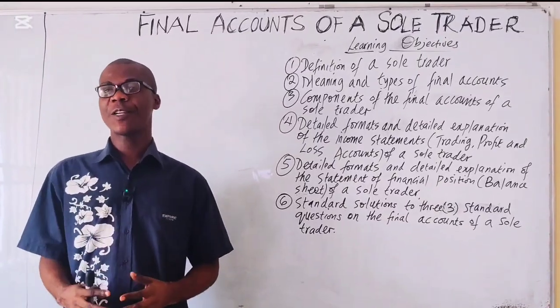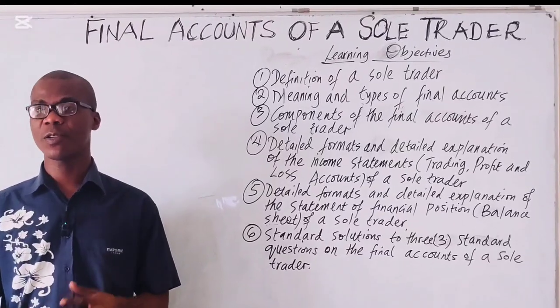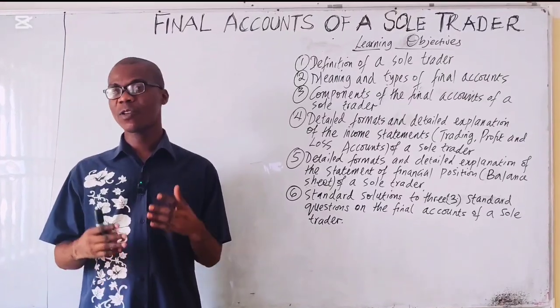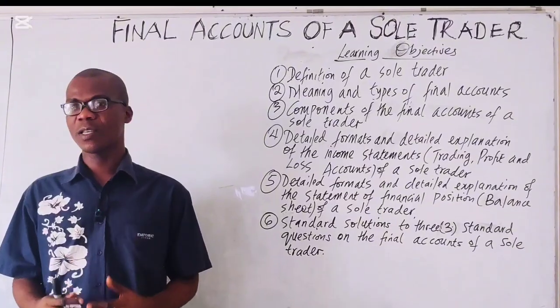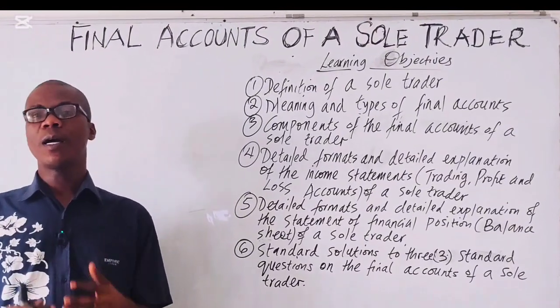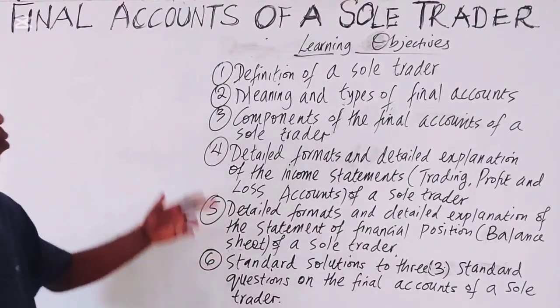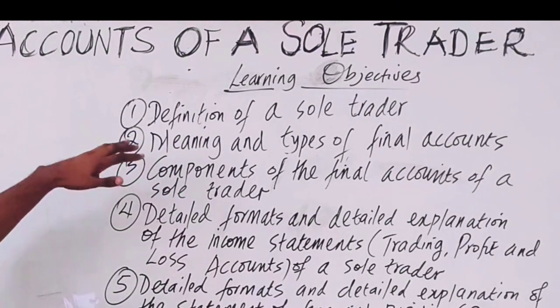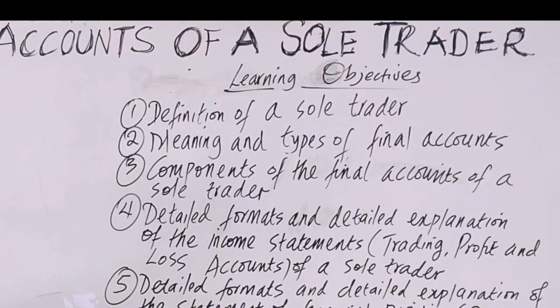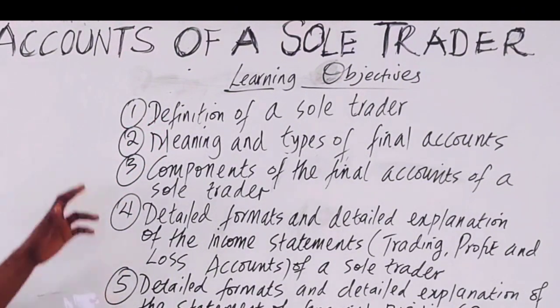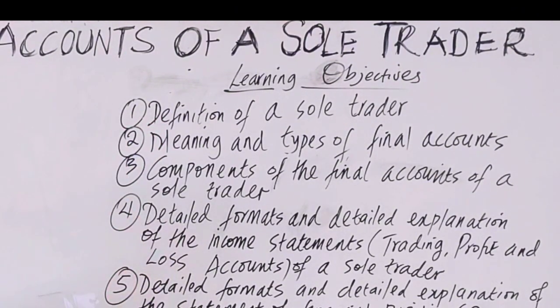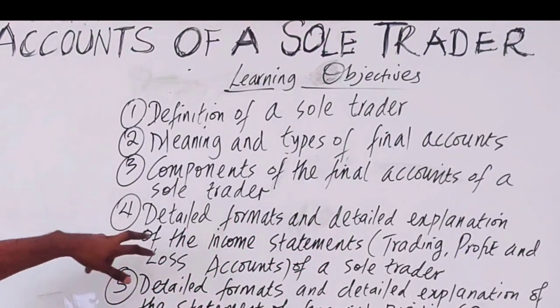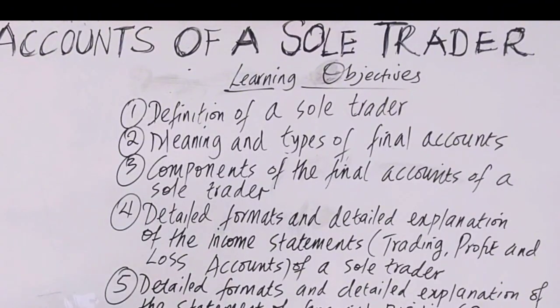Today we are considering the final accounts of a sole trader, and in this topic the things that we are going to learn are as follows. 1, we look at the definition of a sole trader. 2, we look at the meaning and types of final accounts of a sole trader. 3, we look at the components of the final accounts of a sole trader. 4, we'll look at detailed format and detailed explanation of the income statement.